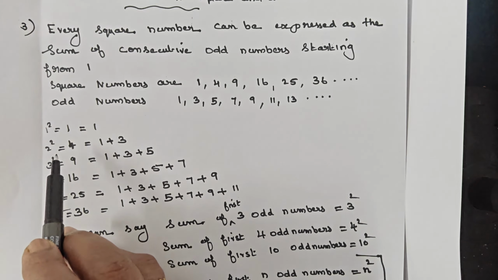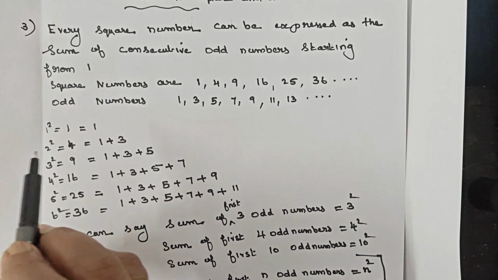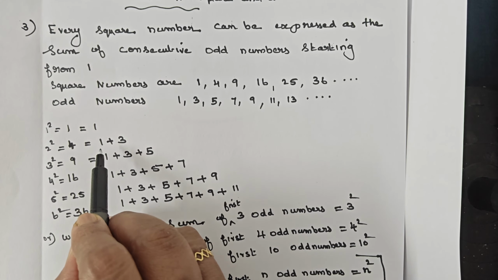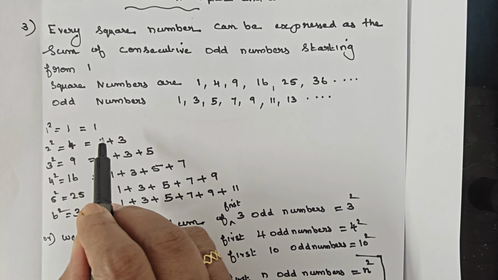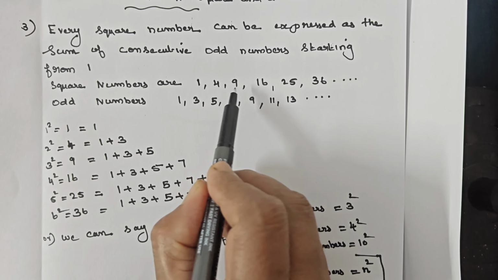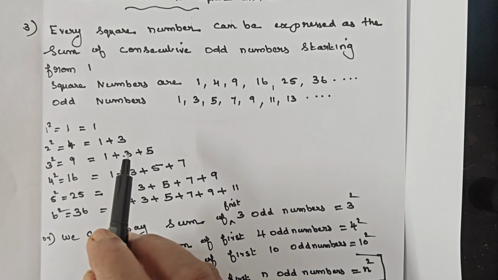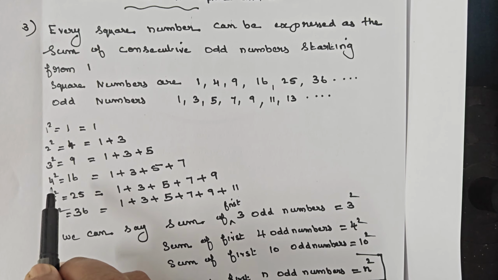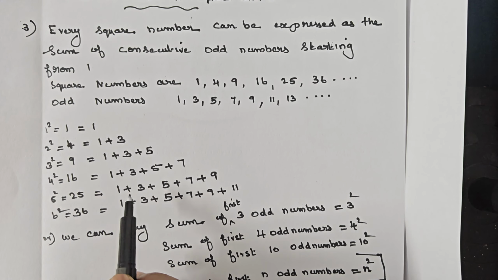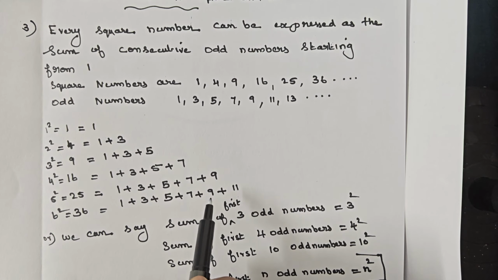1 square is 1, and 2 square is 4, and this second square number can be expressed as the sum of the first 2 odd numbers. The third square number is 9, and 9 we can express as the sum of 3 odd numbers. And 4 square we can express as the sum of 4 odd numbers. 5 square is the sum of 5 odd numbers. 6 square is the sum of 6 odd numbers.